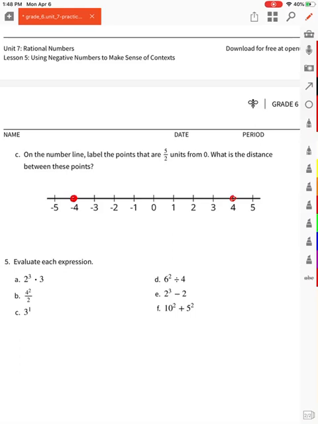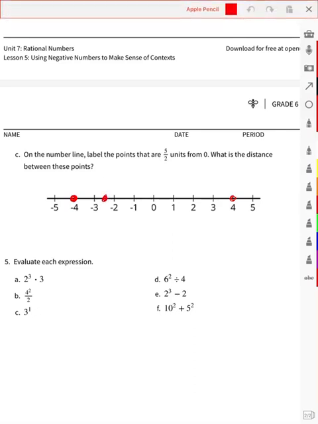And then C, on the number line, label the points that are 5 halves away from 0. What is the distance between these points? So 5 halves is the same as 2.5, so it would be here and here. And the distance between them, 2.5 and 2.5, you're adding that up, so it would be 5. So 2.5 here, 2.5 here. The distance between the two is 5. So 1, 2, 3, 4, 5.